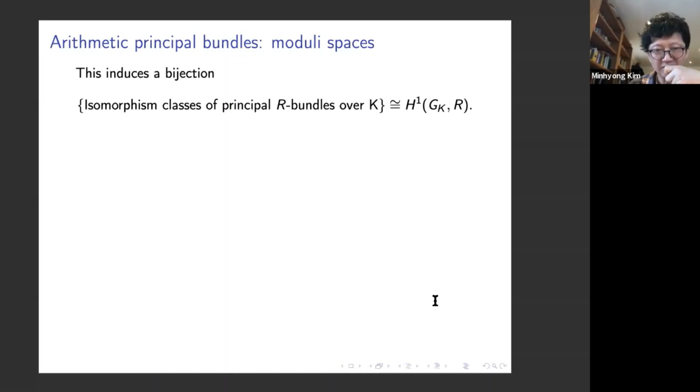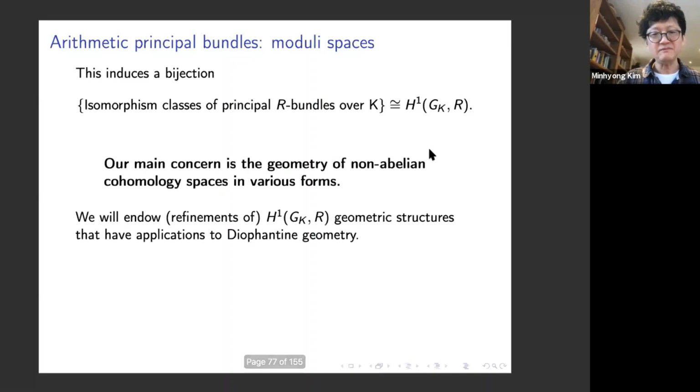So there's the part that I just put on the slide and didn't really describe. That induces a bijection between isomorphism classes of principal R-bundles and this non-abelian cohomology space. And so I'll just restate what I already said: our main concern is the geometry of this kind of non-abelian cohomology spaces. You can do this in many different settings, and all of them, in my view, are kind of interesting. They mostly have some interesting implications to different types of mathematics. And we're going to choose the R carefully, in our case, to have applications to Diophantine geometry of a rather direct sort.